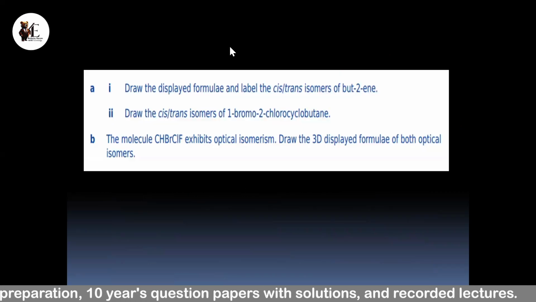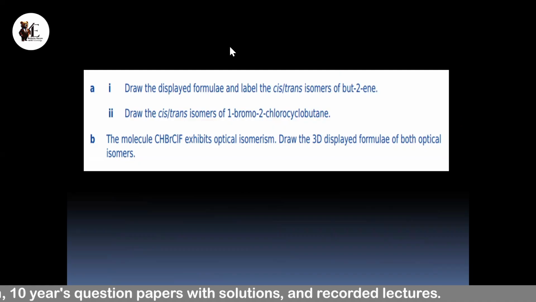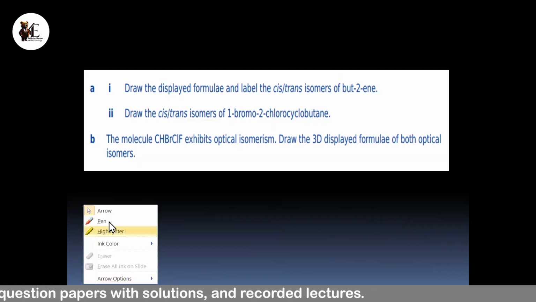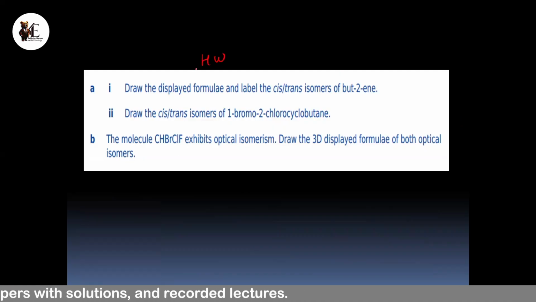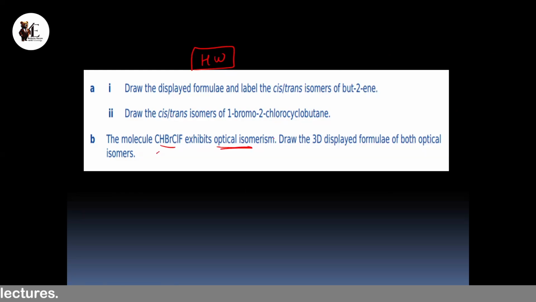This is your homework question. Draw the structural formula and label the cis-trans isomers of butene. Draw the cis-trans isomers of 1-bromo-2-chlorocyclobutane. And this shows optical isomerism because all the four groups are different. Draw the 3D formula of both optical isomers. You have to do it at your home.